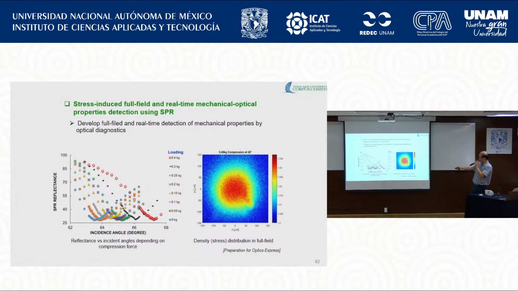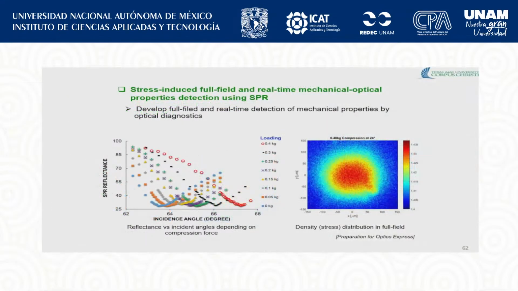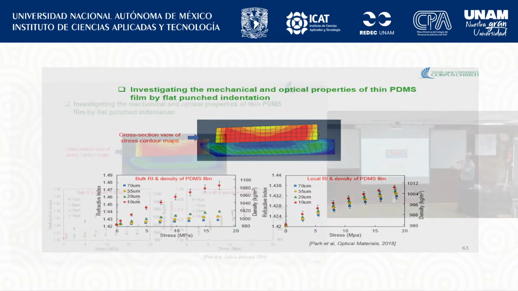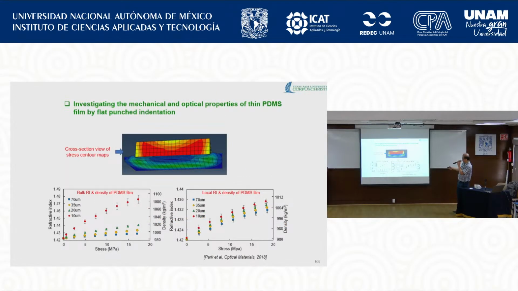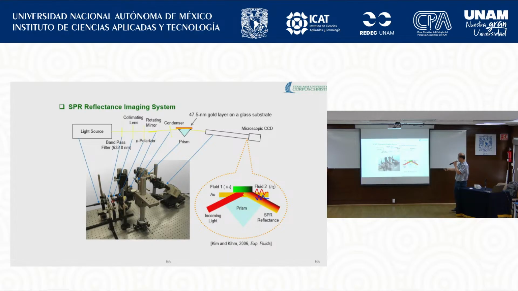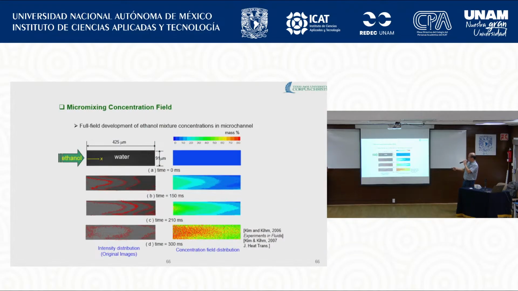This is the stress distribution using SPR depending on different stress. This is PDMS film optical and mechanical property detection caused by punch indentation. This is my first generation SPR setup. And this one shows SPR's initial work on mixing phenomena. SPR can detect mixing phenomena in a very easy way.